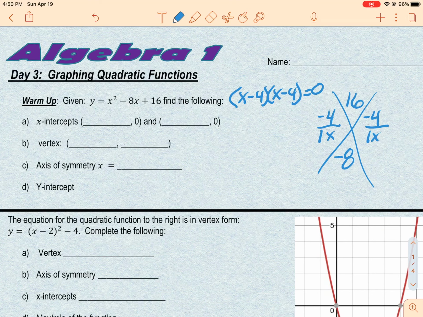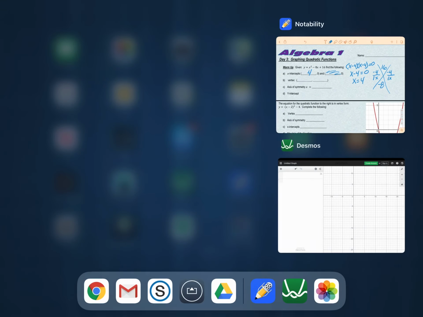So they're the exact same thing. If we set those equal to 0 and solve, add 4 to both sides, you get x equals 4. You would get the same thing for that second factor. So we actually have one x-intercept at (4, 0). So we don't have a second one. It's only at 1. Let's take a look at Desmos to see why something like that might happen.